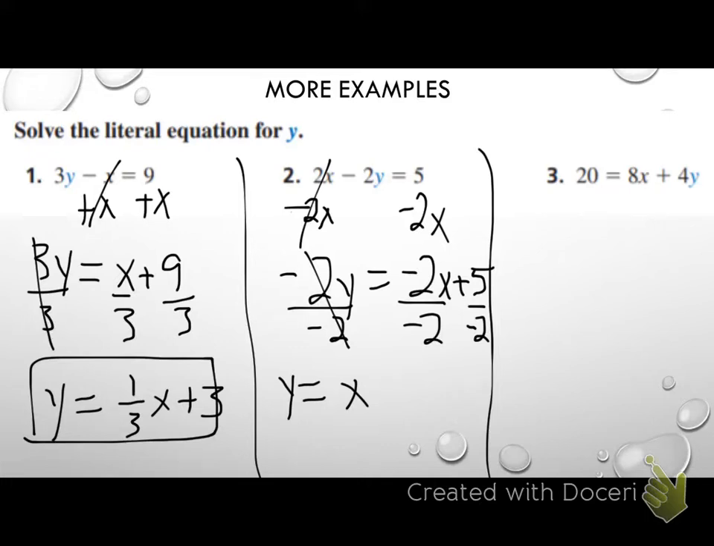5 divided by negative 2. Will that give me a whole number? No. Can I simplify that fraction at all? No. So it's just minus 5 halves. Is y now by itself? Yes, it is. There's my answer.